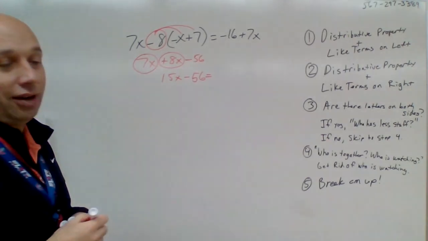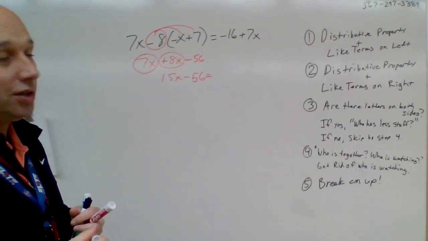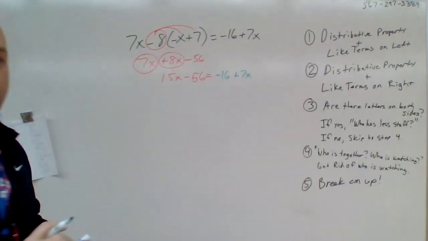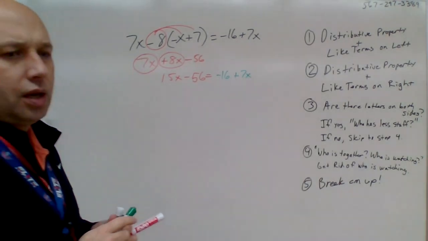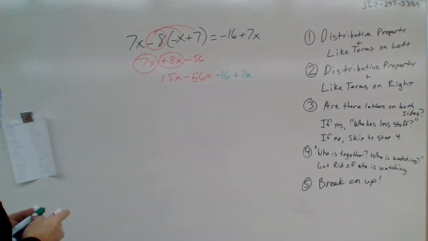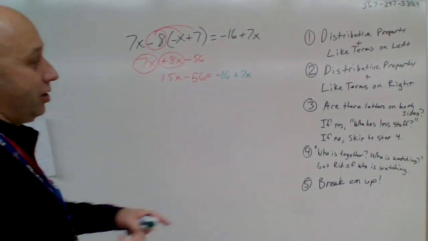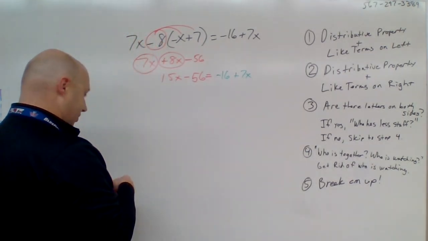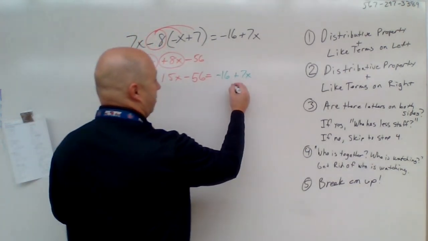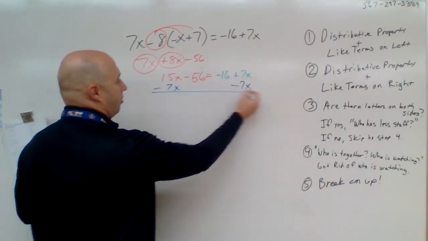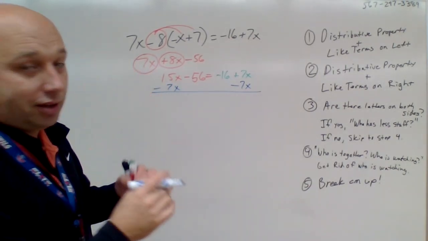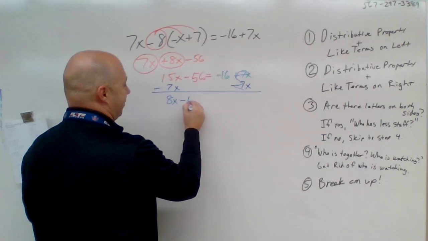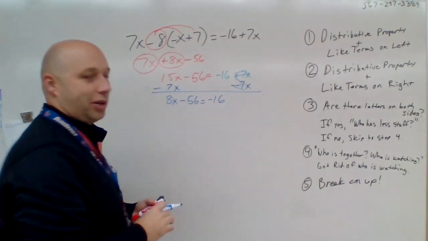On the right-hand side, there is nothing going on over there. We have no like terms and no distributive property, so we're just copying those things straight on down. All right, we're doing fine. Everything's looking good. Now we're on to the question, are there letters on both sides? The answer is yes, there are. So who's got less stuff? 7x has less stuff, so let's go ahead and get rid of that 7x by subtracting. Remember, the whole reason why we're doing this is we're trying to get this skinnier. 15 minus 7 is 8x. -56 and -16 don't get messed with, so we'll bring them down.